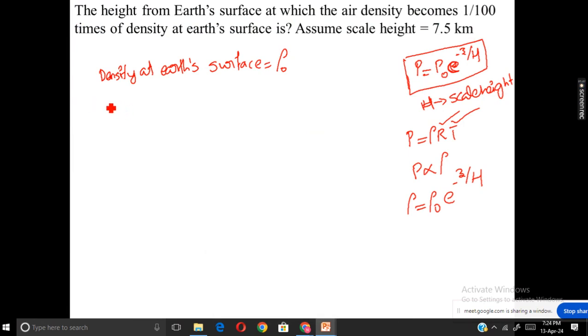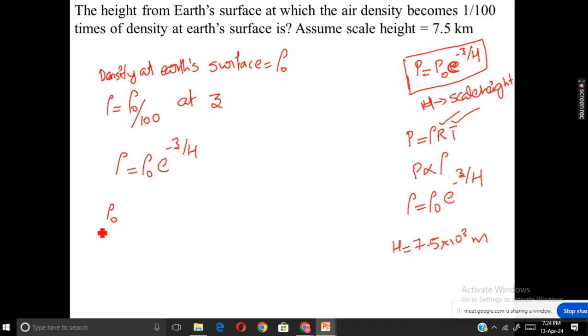Density at Earth's surface is basically rho 0. The equation tells us rho is equal to rho 0 by 100 at z. At what height z does the density become the density at the Earth's surface by 100? So rho is equal to rho 0 by 100. If we apply rho is equal to rho 0 e raised to minus z by h, H is already given, which is 7.5 into 10 raised to 3 meter.